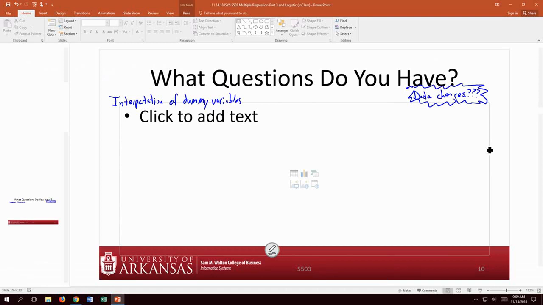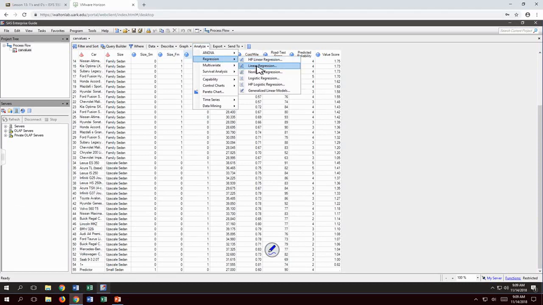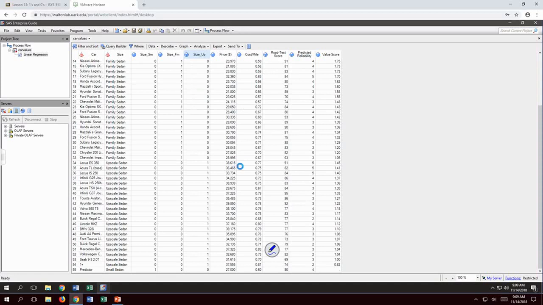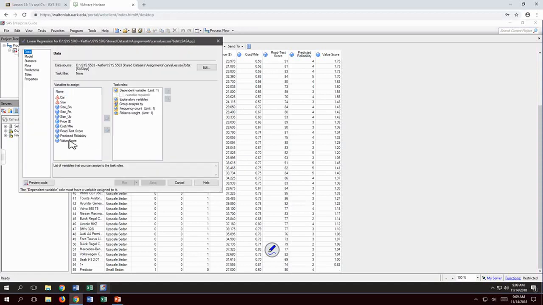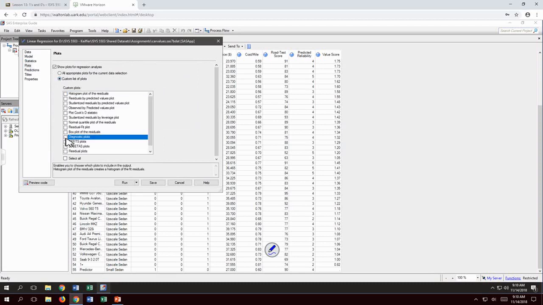Okay, so now that we've figured out that issue, good times. Now let's do what I actually wanted to do, and it works out well that somebody has done this. Your assignment is asking you about family and upscale, right? Those are the two variables they want you to use. So if we go into Analyze and do a linear regression, using value score as our dependent variable and the family and upscale sedans as our explanatory variables, we use the full model. I'm not going to worry about any of the statistics, and I'll get rid of the diagnostic plots for now. Then I'm going to run this.